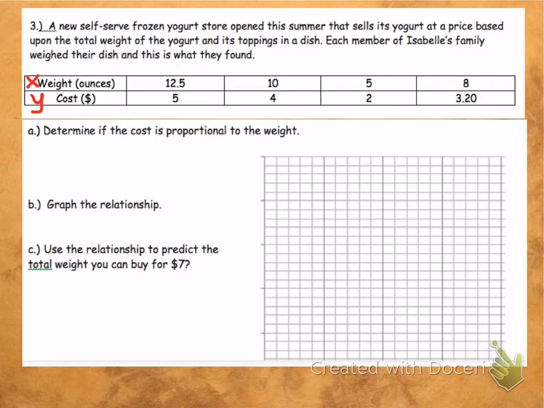So I'm looking here at doing 12.5 divided by 5, and that gives me 2.5. This doesn't stand for anything particular right now, but we're just seeing if it's the same. So then I do 10 divided by 4. It also gives me 2.5. I want to make sure that that's consistent because a proportional relationship will have that continued rate of change. So I would do 5 divided by 2, also 2.5, and 8 divided by 3.2, also 2.5. So I find that that's the same the whole way through, then that is telling me that it is proportional. So I can say yes, the rate of change remains the same.